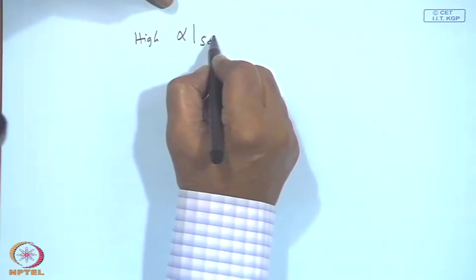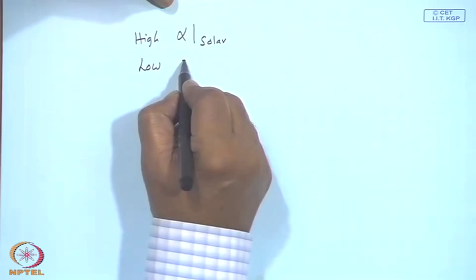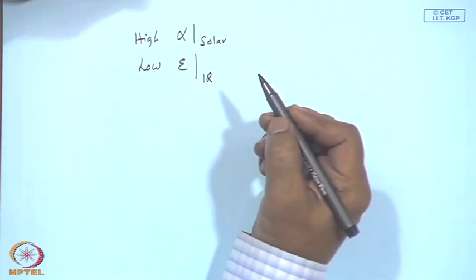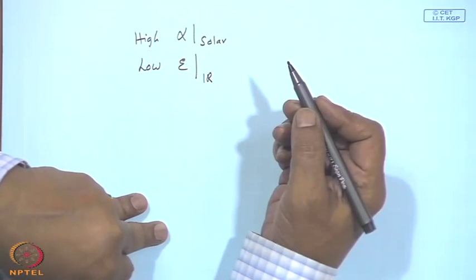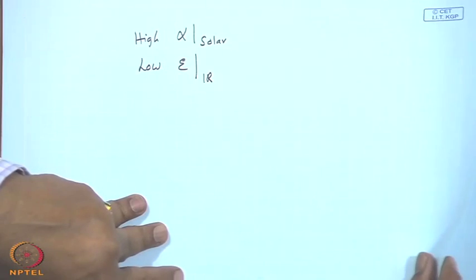However, we can make use of high alpha in the solar range and low epsilon in the infrared range, because the absorption takes place in the wavelength range of 0 to 4 microns and the emission takes place at considerably higher wavelength as determined by the Wien's displacement law, lambda max T is a constant. However, we will not go into the detail right now of how to increase alpha and how to decrease epsilon, but in principle we need to have a high absorptivity surface, then reduce the heat transfer losses due to conduction and radiation.